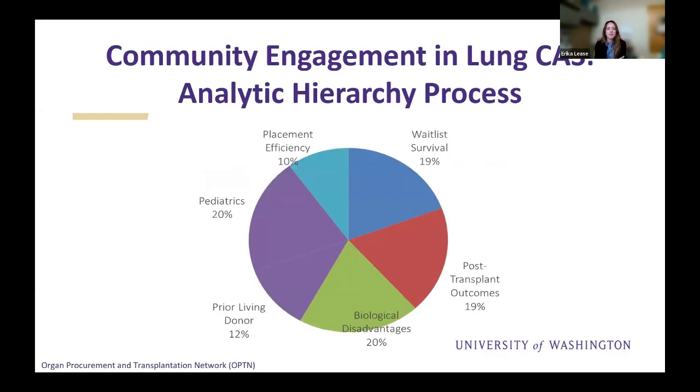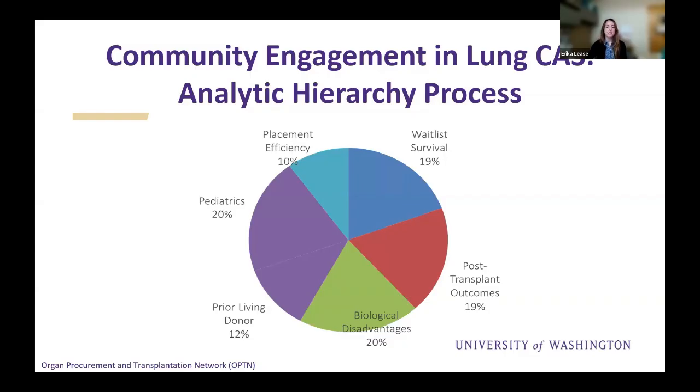So I want to start by highlighting that the development of the lung composite allocation score was really unique, and that the public was integrally involved in the development throughout the entire process of it. Once it was decided which factors would go into the lung composite allocation score, the community was engaged with an exercise of what's called analytic hierarchy process, or AHP.